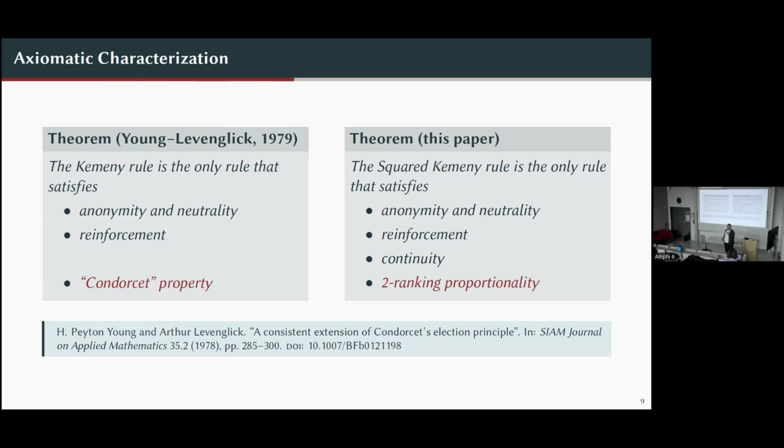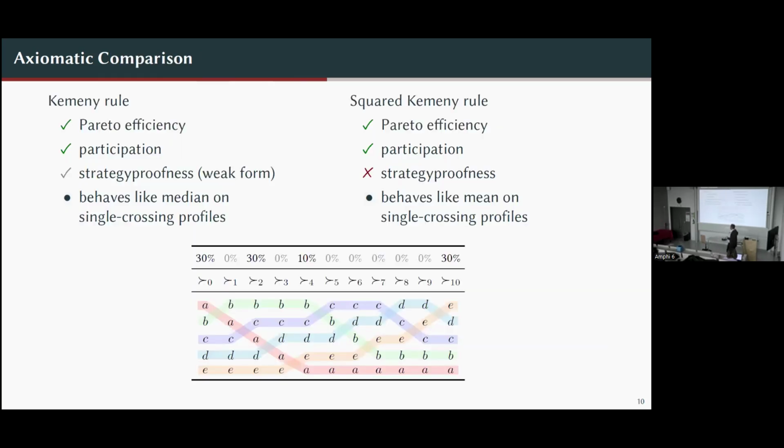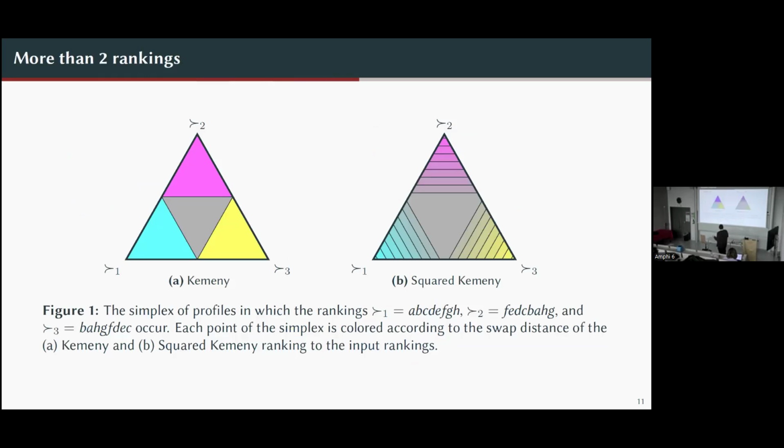But what about three or more rankings? Does the rule still make sense here? And there we don't have as clean formal results. Let me just tell you a bit about what we do have. First, what we can do is take three random rankings and then use different weights. And then we can draw a picture of what's the output ranking. And so here we took three particular rankings on 8 alternatives.